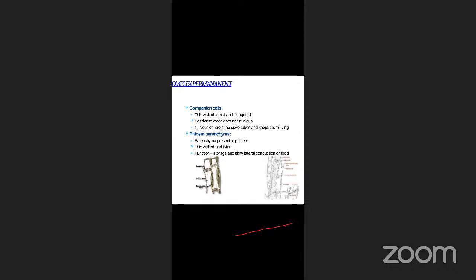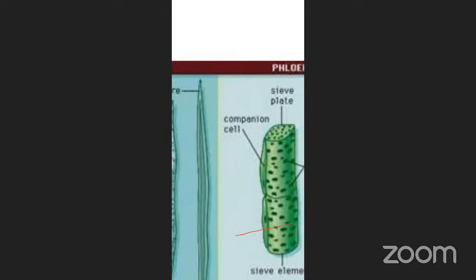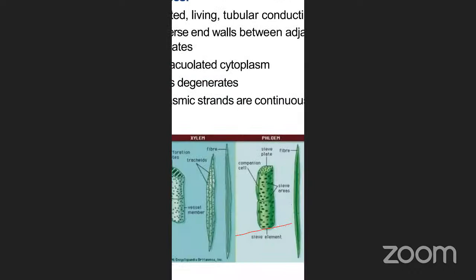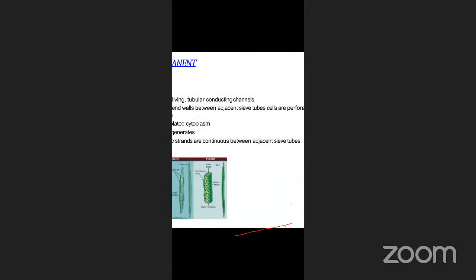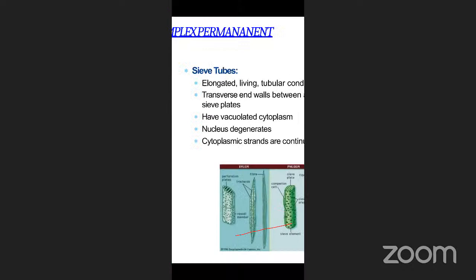See here, companion cells. All these are companion cells, attached to the sieve tube. This is a companion cell: rod-shaped, tubular, elongated. Cytoplasmic strands are continuous between adjacent sieve tubes. That is the sieve companion cell.